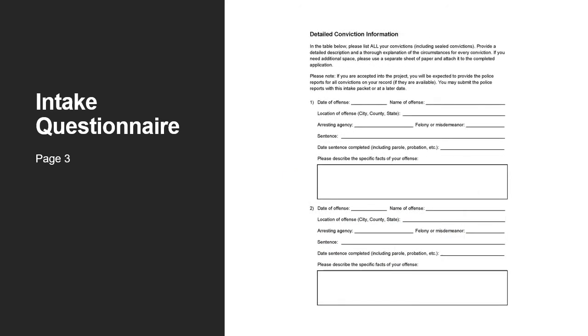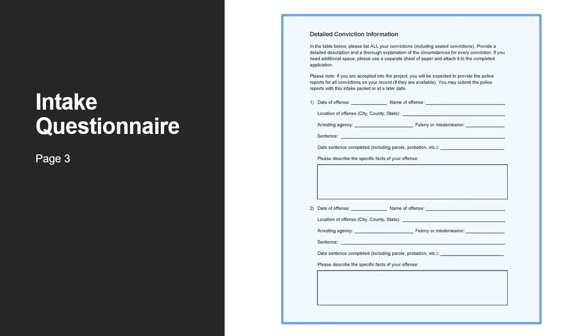Page 3 of the intake questionnaire requests conviction information. You should list all convictions, including convictions outside of Ohio, federal convictions, any convictions for serious traffic offenses such as OVIs and DUIs, and any sealed convictions. Provide a detailed description and a thorough explanation of the circumstances for every conviction. You should also note that the date of completion refers to the date when you were released from any and all supervision, including probation.